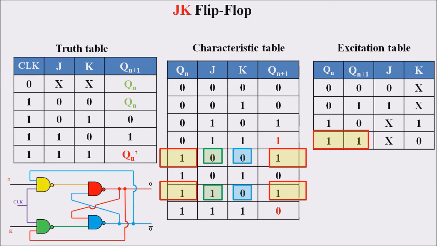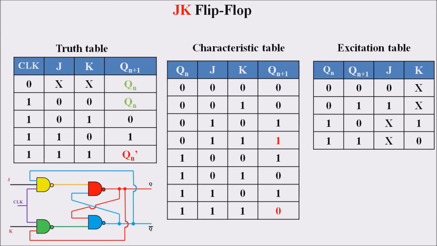So my dear students, this is how we are creating the truth table, characteristic table and excitation table of this JK flip-flop. As we mentioned, this characteristic table is completely depending upon the truth table and the excitation table is completely dependent upon the characteristic table. So the truth table is an important factor in any of the flip-flop.